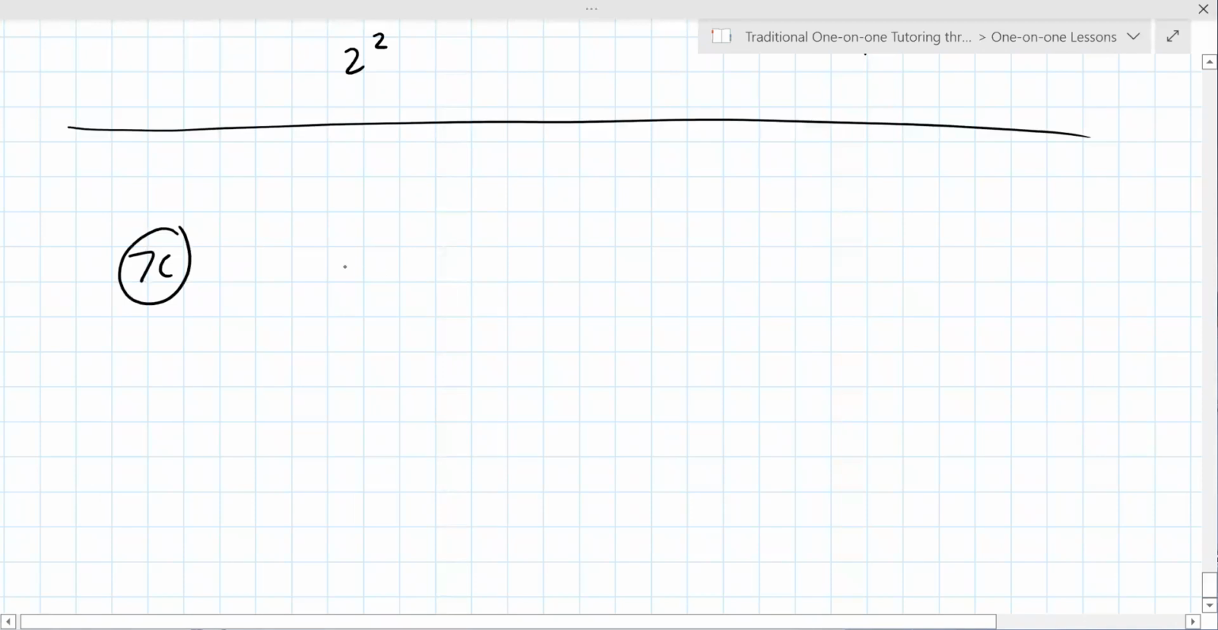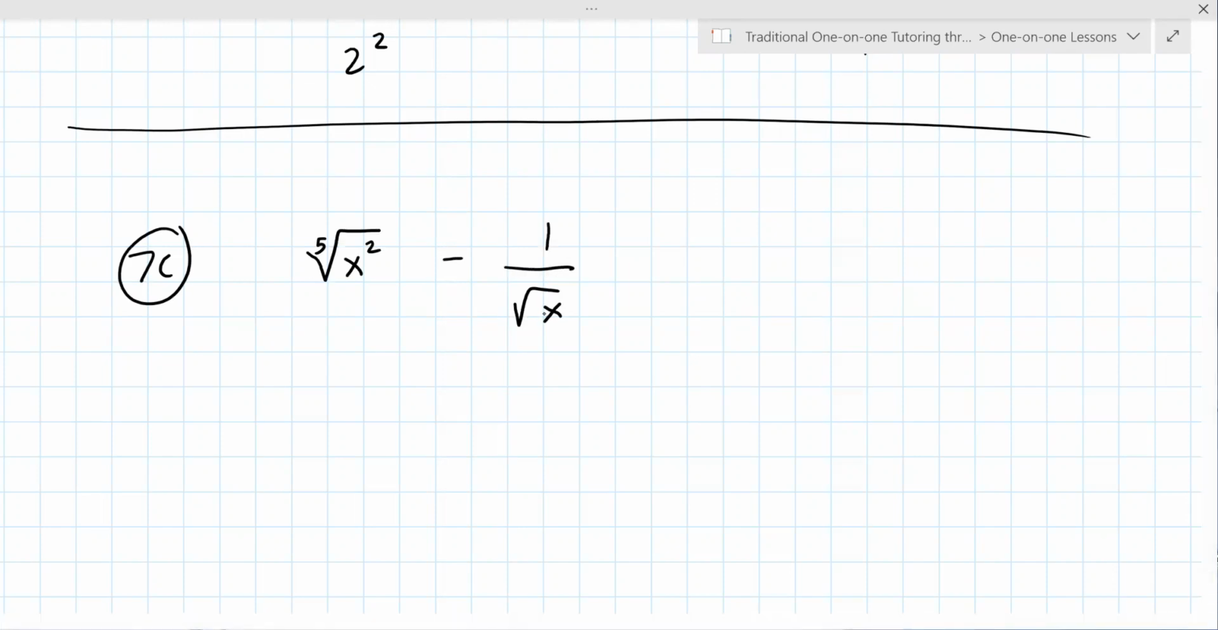7C. So let's go the fifth root of x squared minus 1 over the square root of x. Just keep it kind of simple there. Do you want to see me work through it, or do you want to try it on your own? I'll try it first.